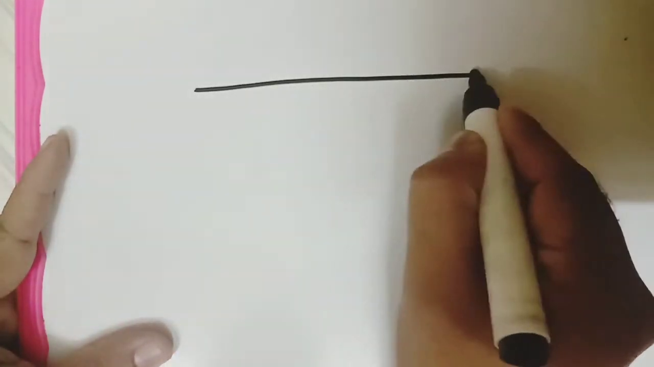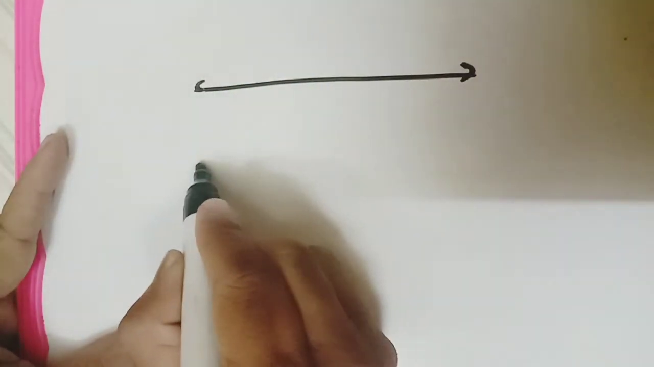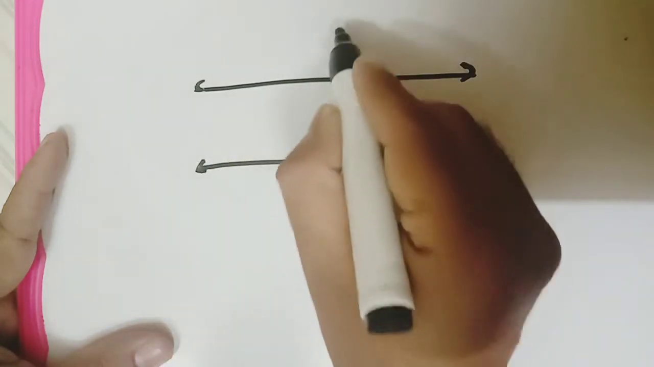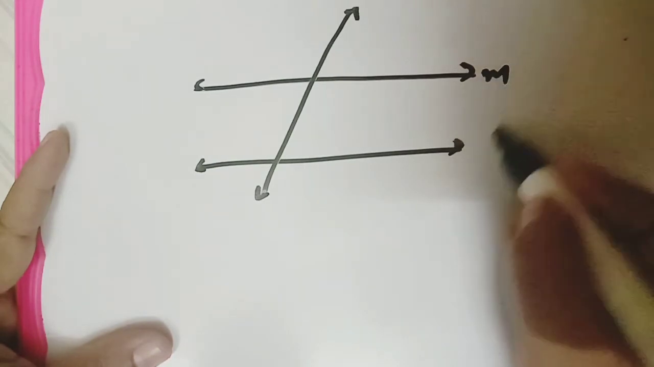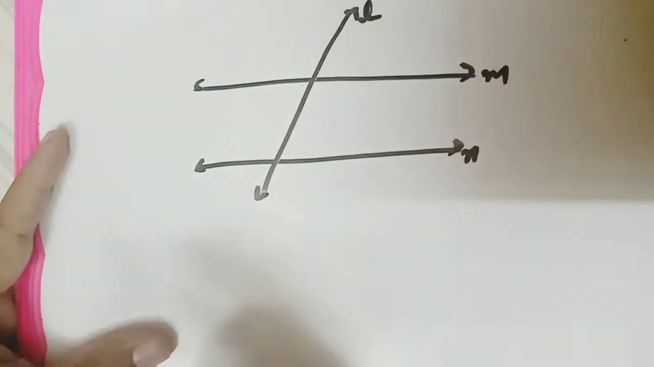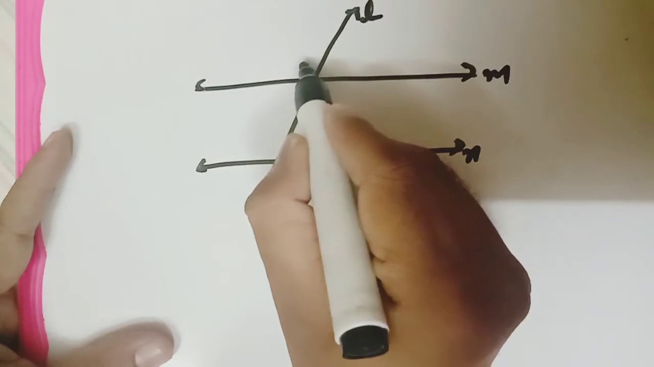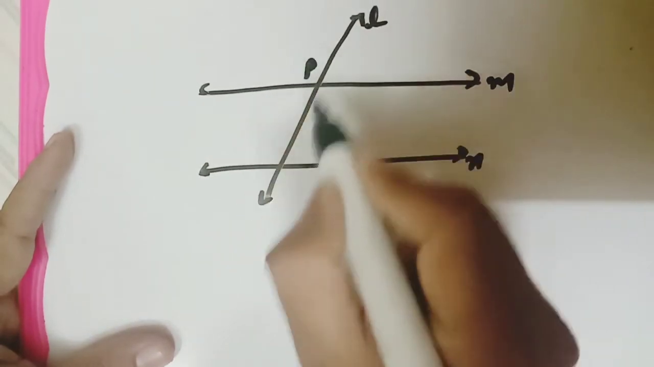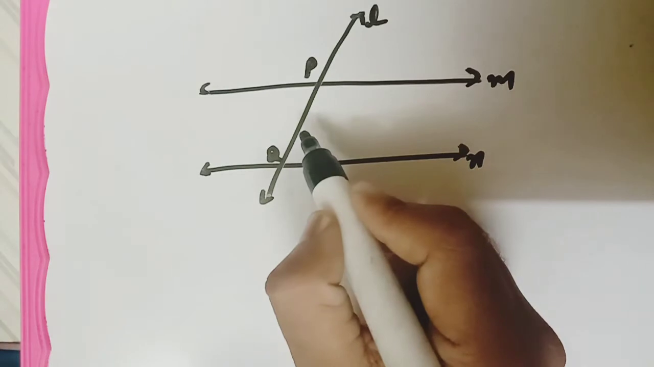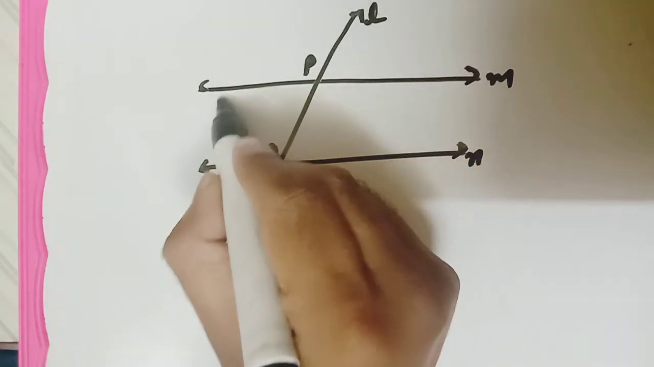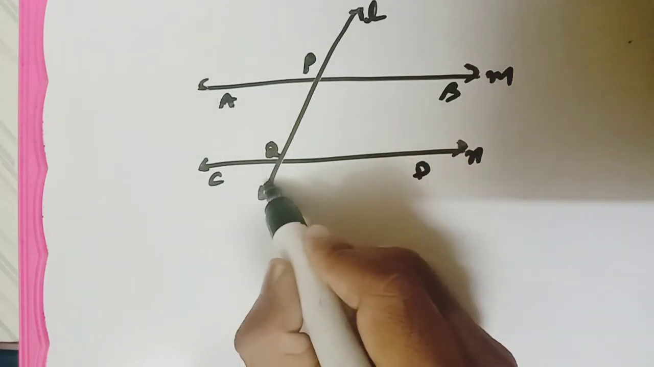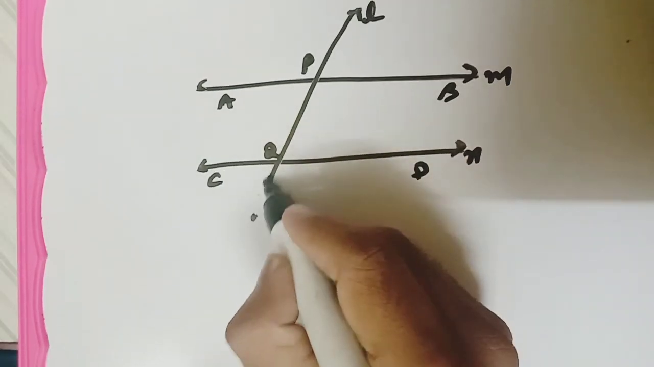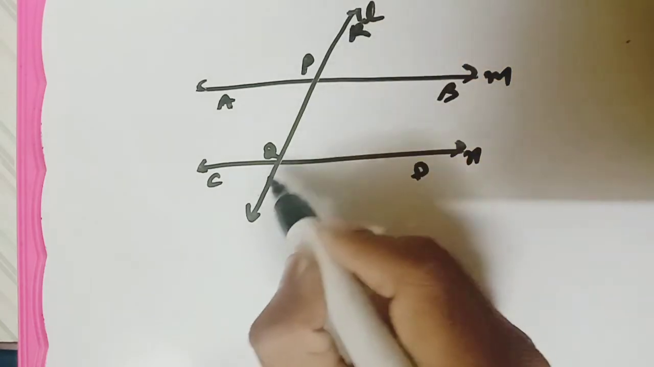Now here we will study some results for parallel lines. M and N are parallel lines and L is the transversal. Here it intersects at P and Q. Here the points are A, B, C, D, and here we can write R and S.